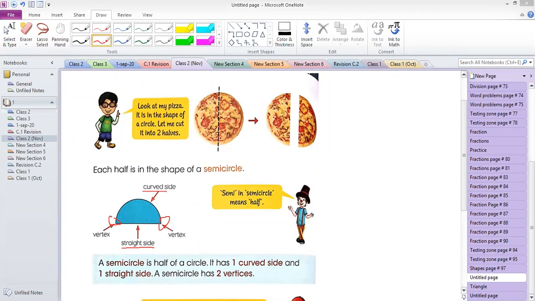And what are the properties of a semicircle? How many sides does a semicircle have?